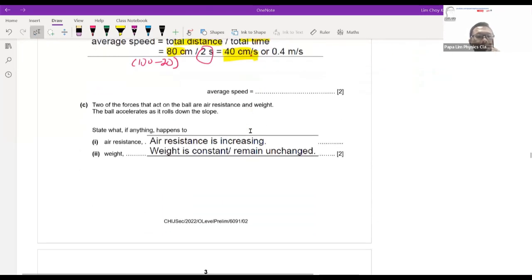Now for part C. Part C mentions two forces: one is air resistance and one is weight. Then the question asks, as the ball is rolling down, what is actually happening?